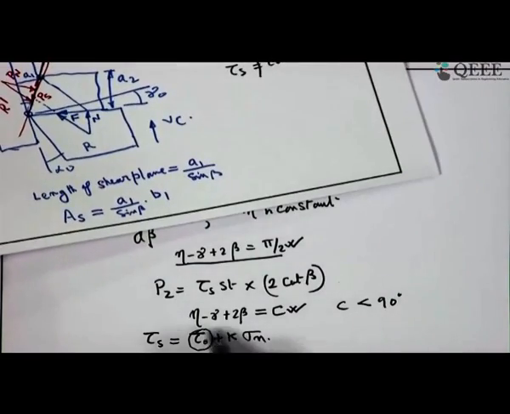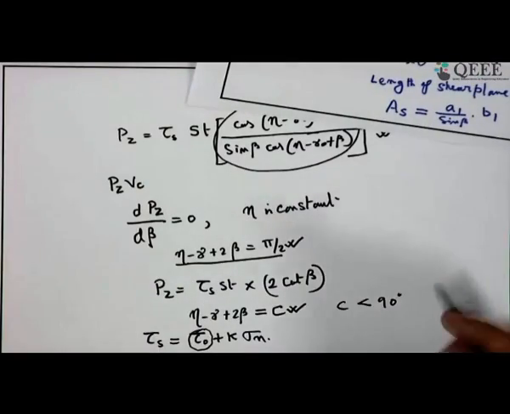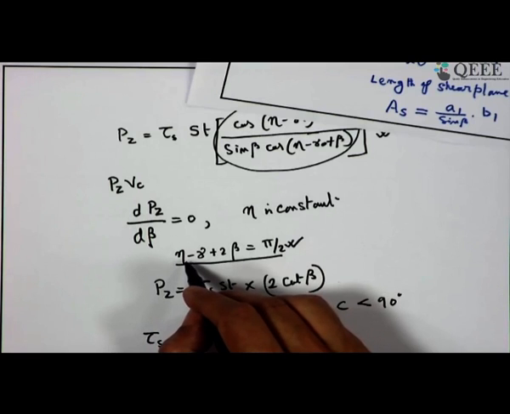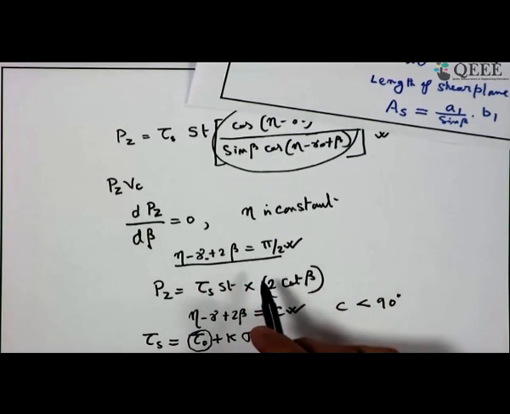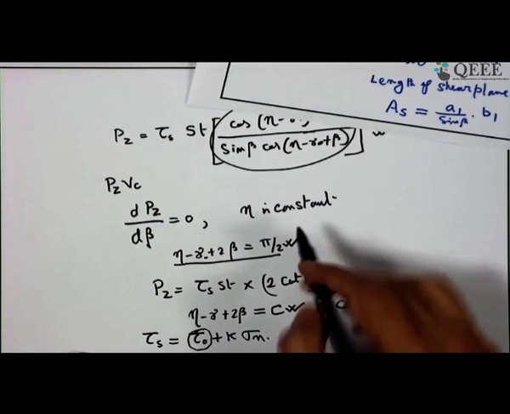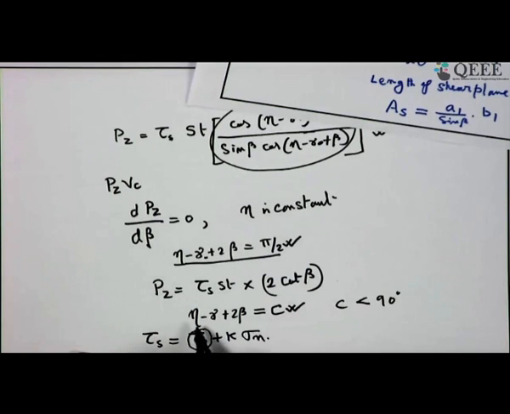That is why we have a second solution. Friend, just to remind you, n minus gamma o plus 2 beta is equal to pi by 2, that is called Merchant's first solution, and n minus gamma o plus 2 beta is equal to C, that is called Merchant's second solution.